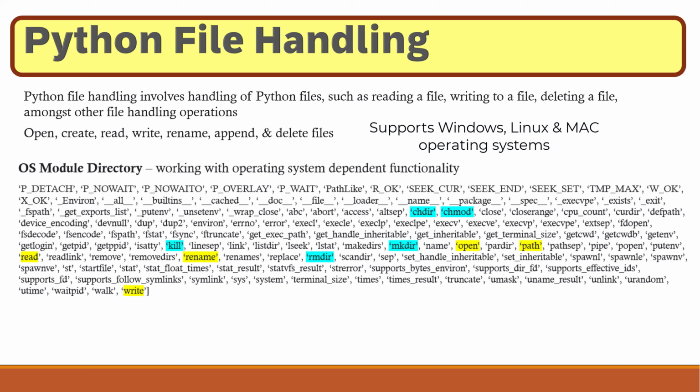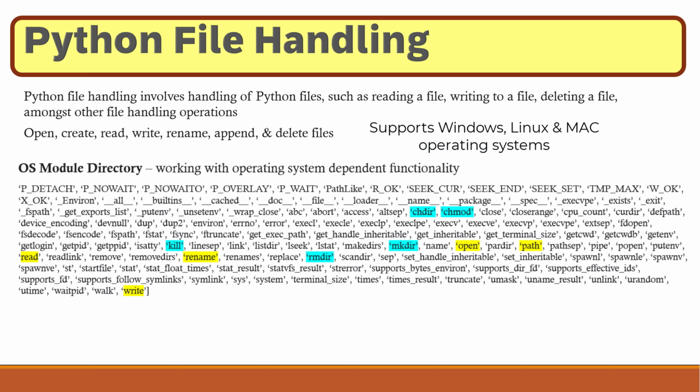For example, in blue I've highlighted some of the Linux-like commands. For example, chdir, which changes the path of the current working directory, chmod, which changes the file permissions. We've got kill for killing processes, rmdir for removing a directory, mkdir for making a directory, and so on. And I'm going to be working with the Windows operating system.